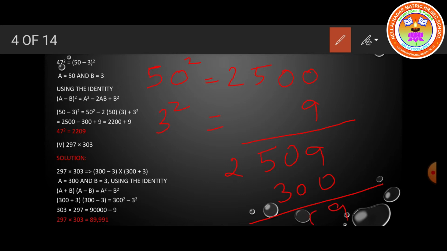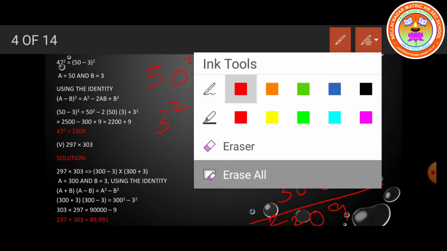0 minus 0, 0. 5 minus 3 what? 2. Next 2. What's the answer? 2209. Can you understand all of you? Yes. Now we are going to see the next one.